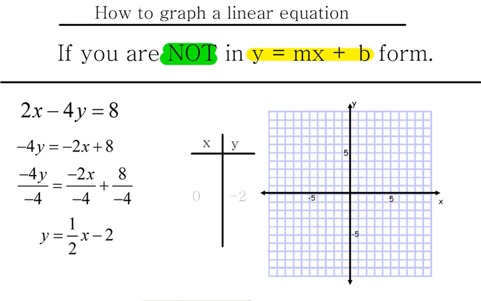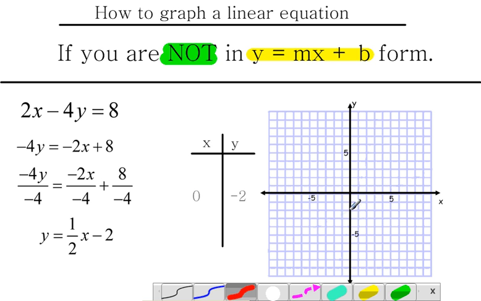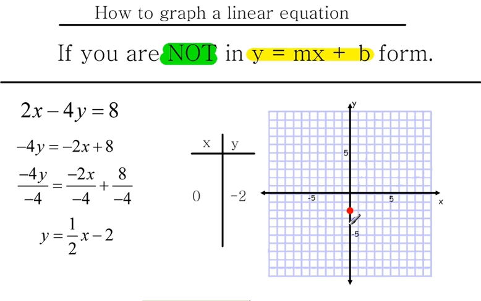So again, let's start with our y-intercept. Our y-intercept would be -2. Let's plot that on our graph. And then again, using slope, now it's a +1/2. So we go up 1 to the right 2, up 1 to the right 2, up 1 to the right 2, and so on and so forth. In the opposite direction, down 1 to the left 2, down 1 to the left 2, and we can draw our line.